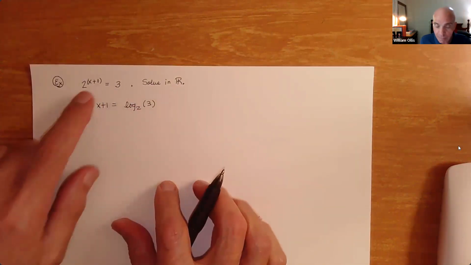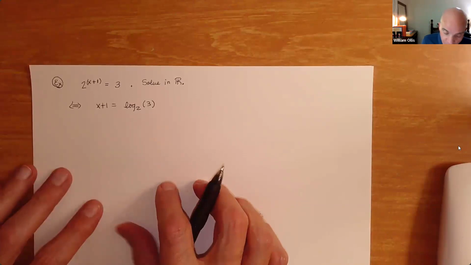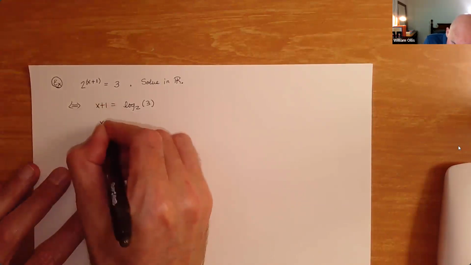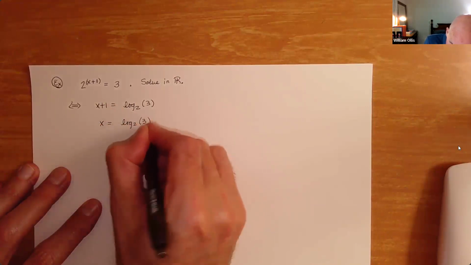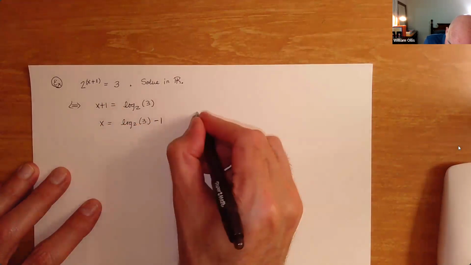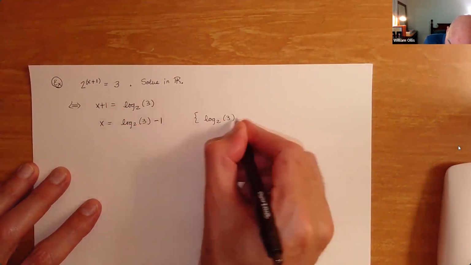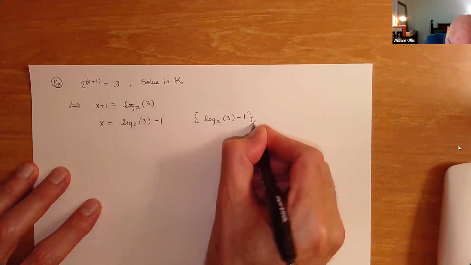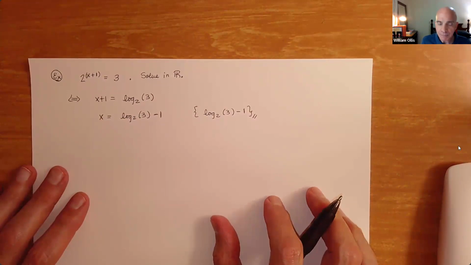What's a logarithm? Power of the base. So x plus 1 is the base 2 logarithm of 3. Now we can solve for x by subtracting 1. So we have base 2 logarithm of 3 minus 1. And our solution set, we can just write in the curly brackets if we want. We don't always do that. Sometimes you just type it in or separate solutions with commas.